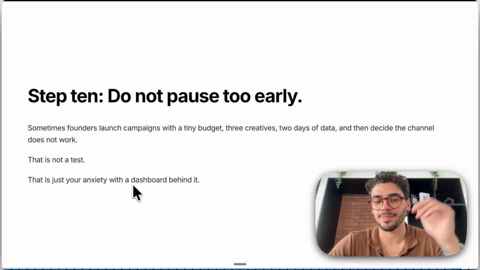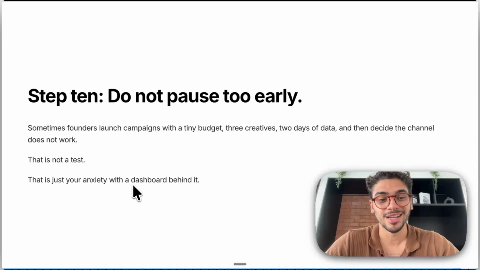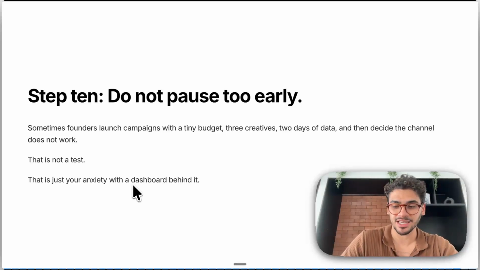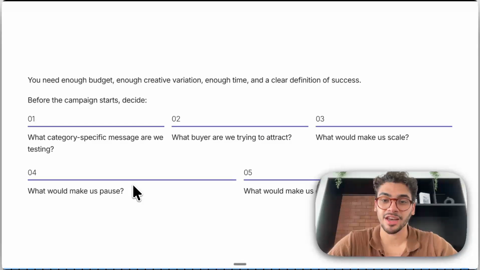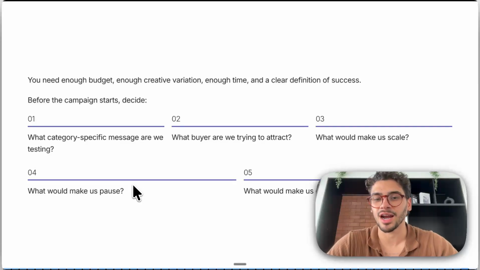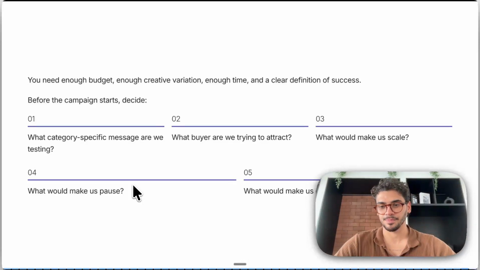Step 10, do not pause too early. Sometimes founders launch campaigns with a tiny budget, 3 creatives, 2 days of data, and then decide the channel does not work anymore. That's not a test, bro. That's just your anxiety with a dashboard behind it. You need enough budget, enough creative variation, enough time, and a clear definition of success. Before the campaign starts, decide what category-specific message are we testing? What buyer are we trying to attract? What would make us scale? What would make us pause? What would make us change the offer?